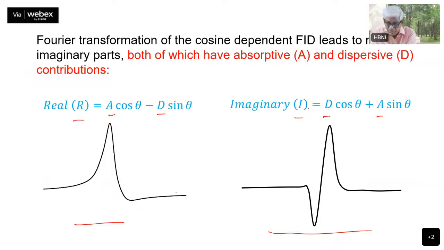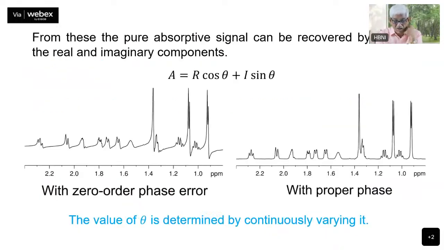So now if you add these two, the D cosine theta sine theta terms will cancel. That is what will happen here. If you take R cos theta plus I sine theta, the dispersive component gets cancelled and you will get a pure absorptive signal. That is the phase correction here.